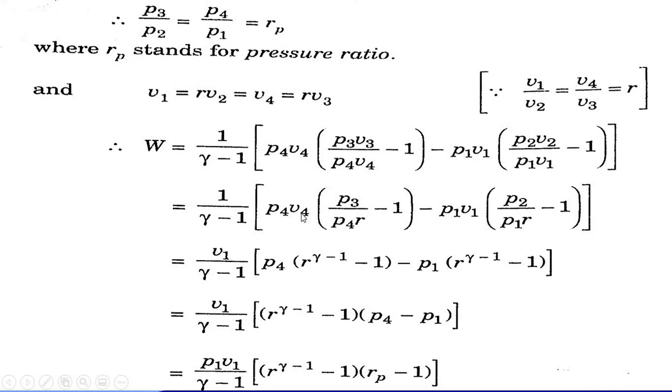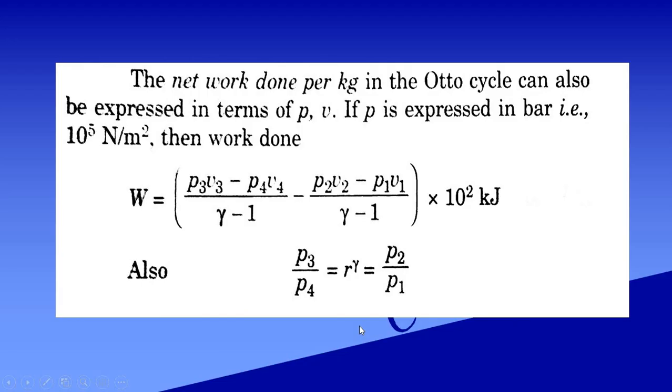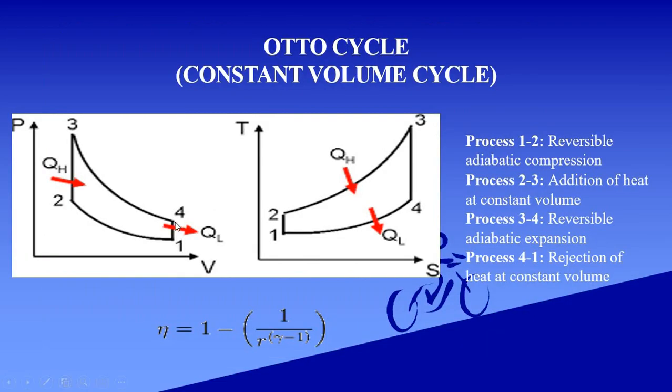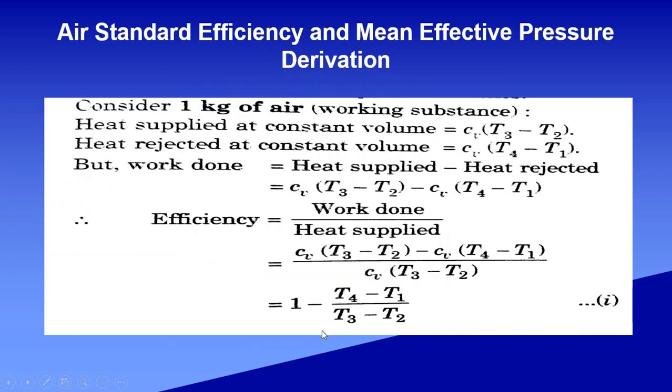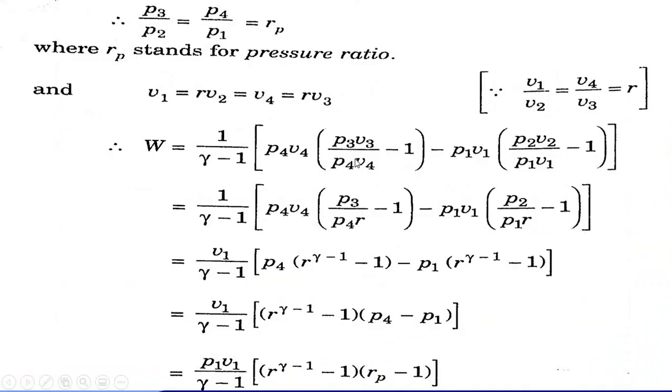So you can see in this, so V4, so you go to that PV diagram. So here V4 is equal to V1. So instead of that V4, you can take this as V1. So P4 V1 into P3 by P4 into R minus 1 minus P1 V1 into P2 by P1 into R minus 1. So here you have V1 as a common term. So this V1 can be taken out of this square bracket.